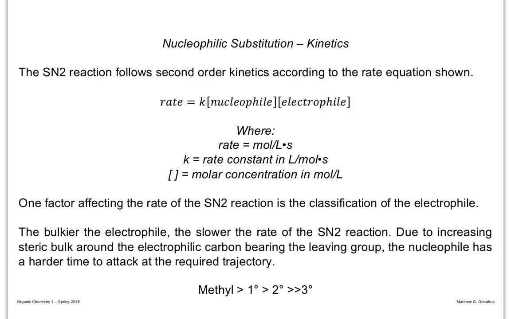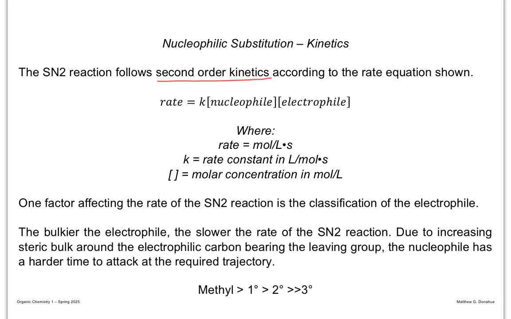So in terms of the kinetics, because of that 2 in the mechanism, we say that the SN2 follows second order kinetics using that rate equation. Overall, the units for the equation are moles per liter second. Therefore, the k has units of liter per mole second. And then the square brackets we said was molar, that's moles per liter.